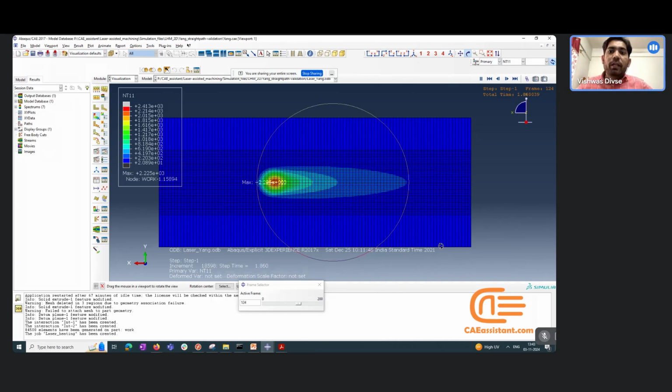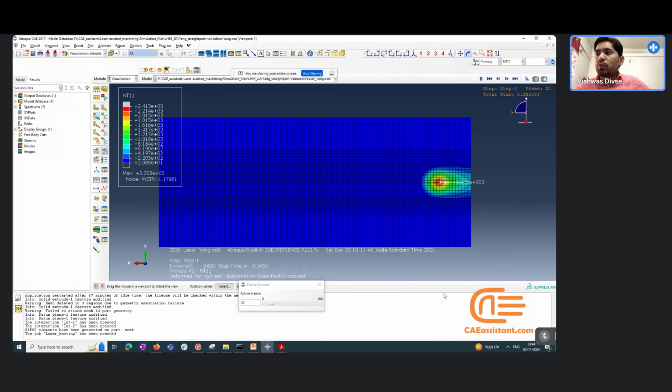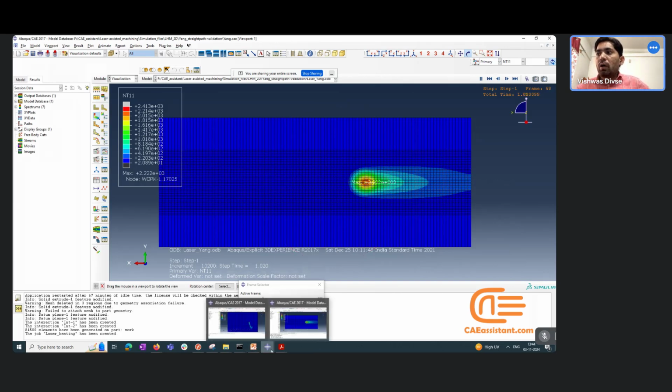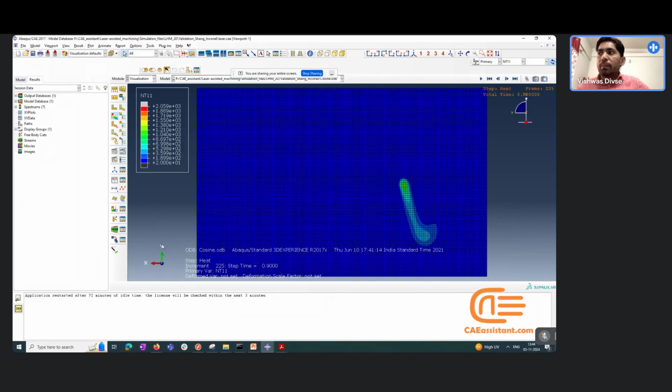So this is the linear scanning path. Sinusoidal I will show you. The whole methodology will be similar. Only the subroutine will be our sinusoidal subroutine. Okay, I will play the video first so that you can understand. See how the laser beam will travel. It is like a sine or cosine path, right?